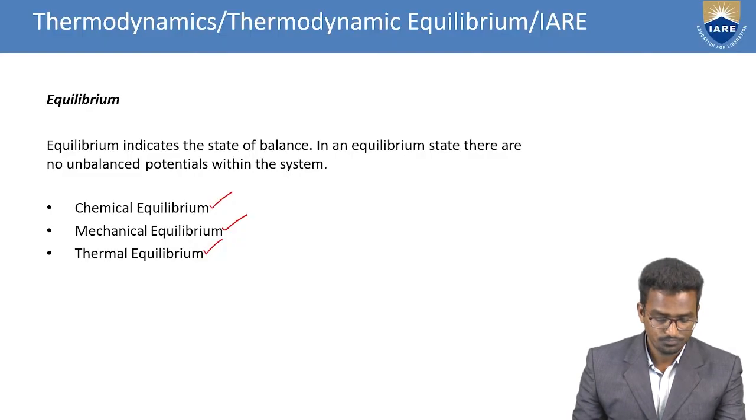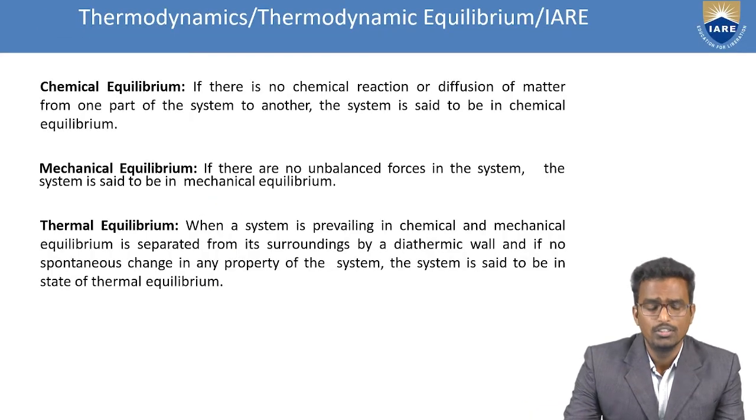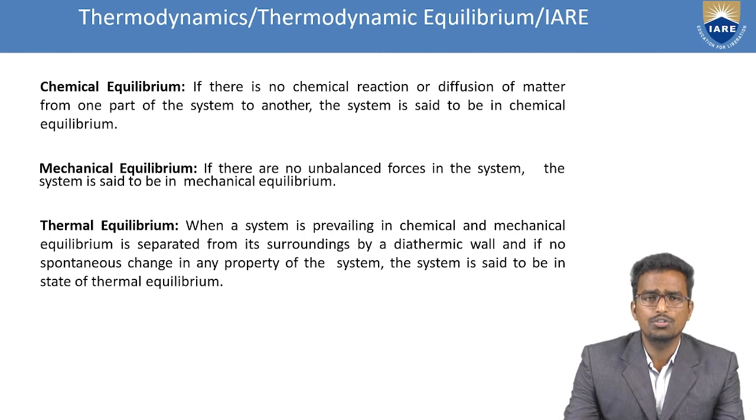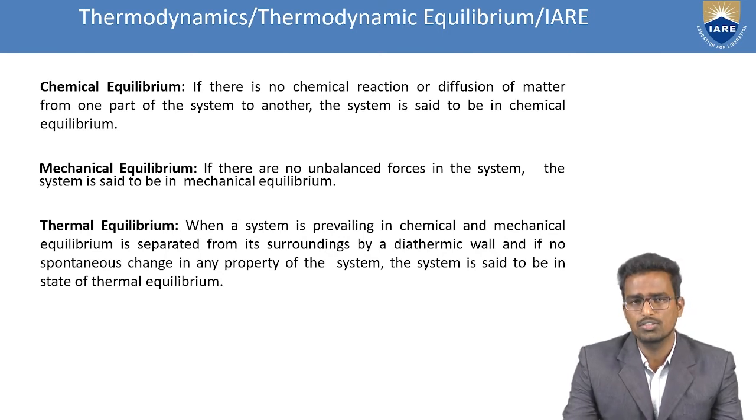So what is chemical equilibrium? Chemical equilibrium means there are no further chemical reactions happening in the system. While the system is doing work, if there are no further chemical reactions, then we can say that the system is in chemical equilibrium. By definition, if there are no chemical reactions or diffusion of matter from one part of the system to another, the system is said to be in chemical equilibrium.